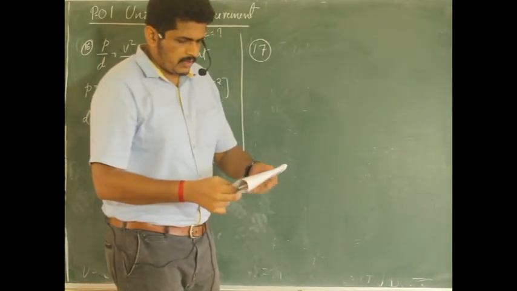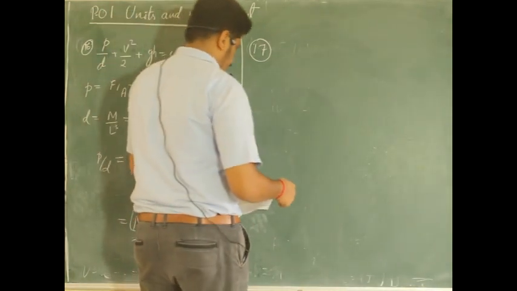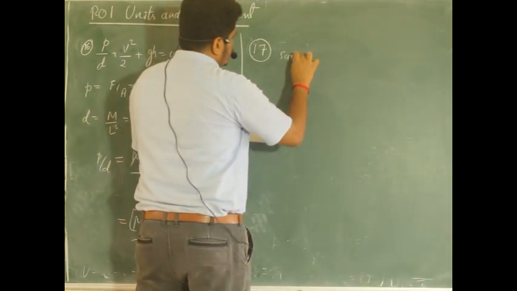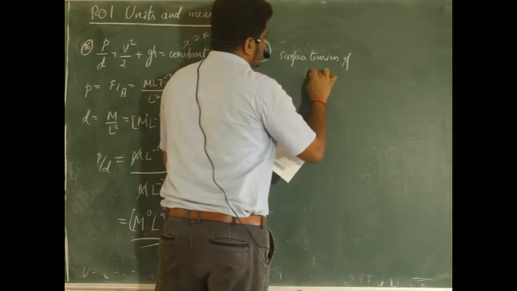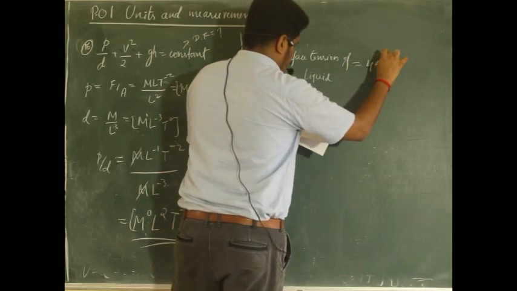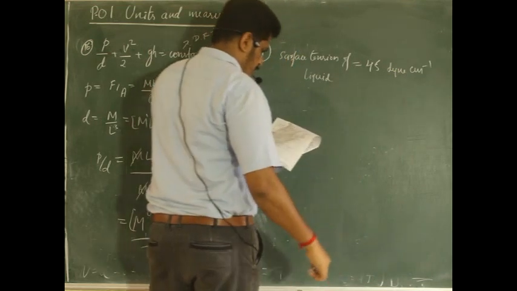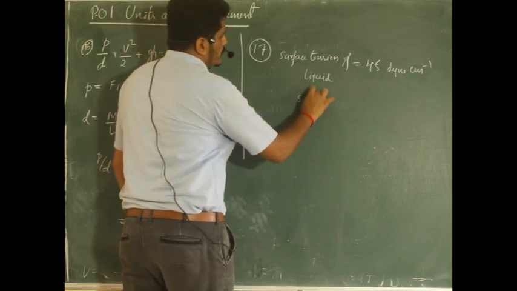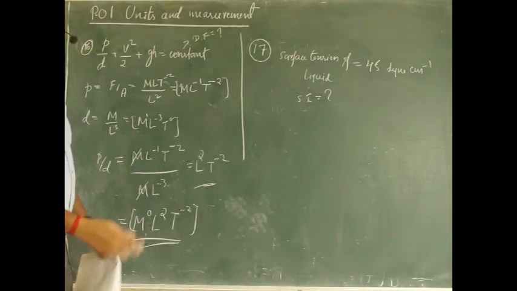17th question says the surface tension of a liquid in CGS is 45 dyne per centimeter. That means in the CGS system they have given the surface tension of a liquid. How much is the value in the CGS system? It is given: 45 dyne per centimeter. The value in SI system is, in SI system, how much is the value? That is how we can convert.